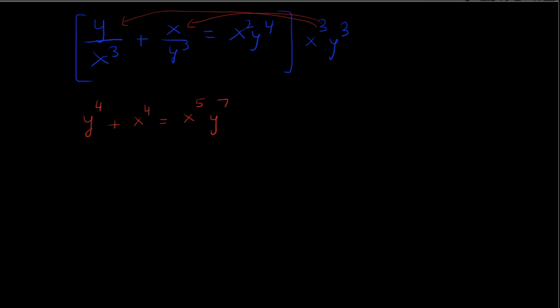Okay, let's take the derivative. y⁴ is 4y³ dy/dx. x⁴ is 4x³. And on the right, we have to use the product rule. So that'd be the derivative of x⁵ times y⁷, plus the derivative of y⁷, which is 7y⁶ times dy/dx. And we're going to multiply that by x⁵.